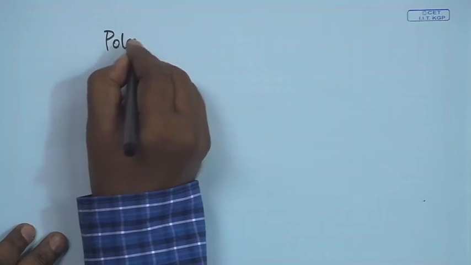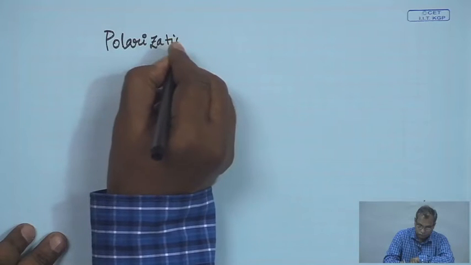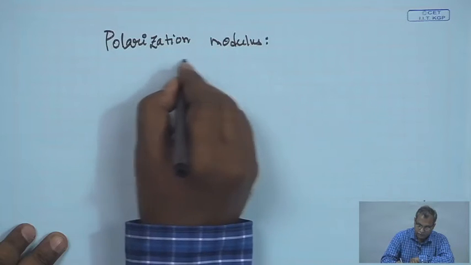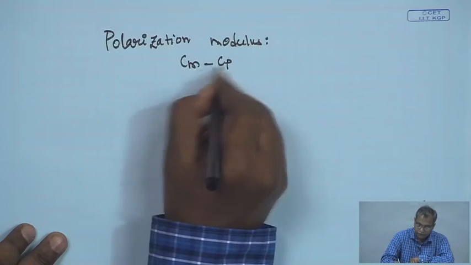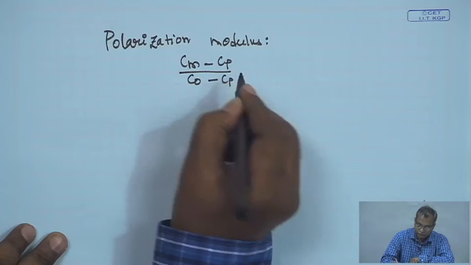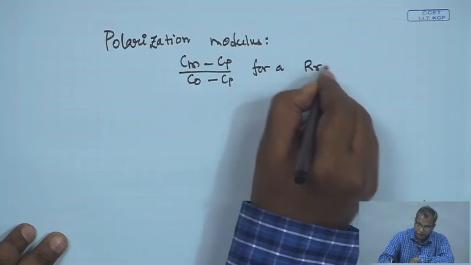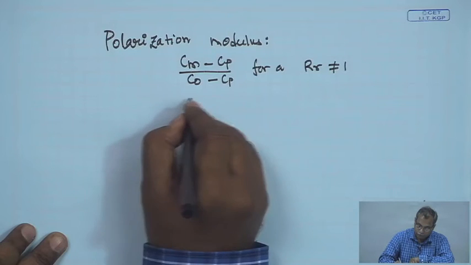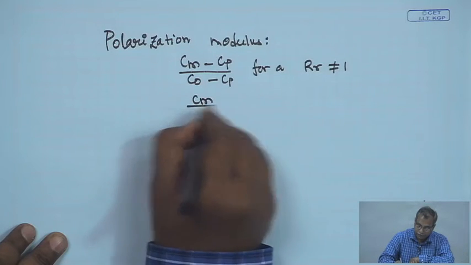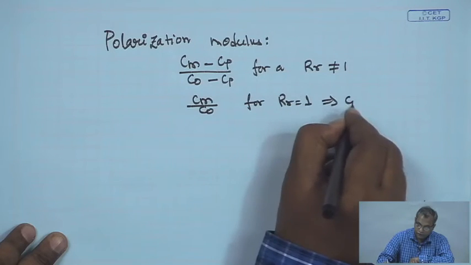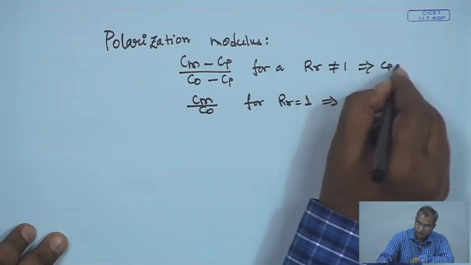This is also known as the polarization modulus. So, what is the polarization modulus? Polarization modulus is given by the ratio Cm minus Cp divided by C naught minus Cp, for a partially retentive membrane, that is RR is not equal to 1. For a completely retentive membrane, it is Cm divided by C naught, for RR equal to 1, where Cp is equal to 0, and in this case Cp is not equal to 0.